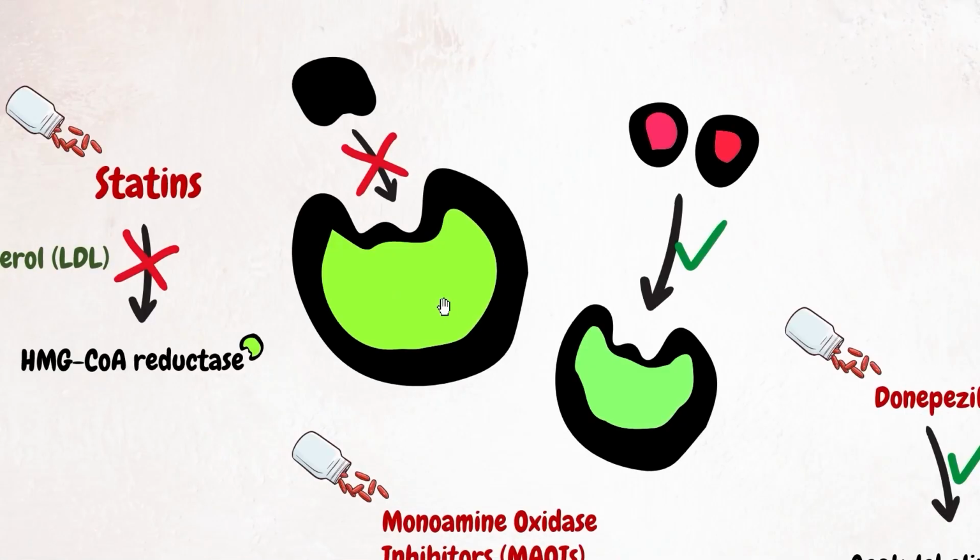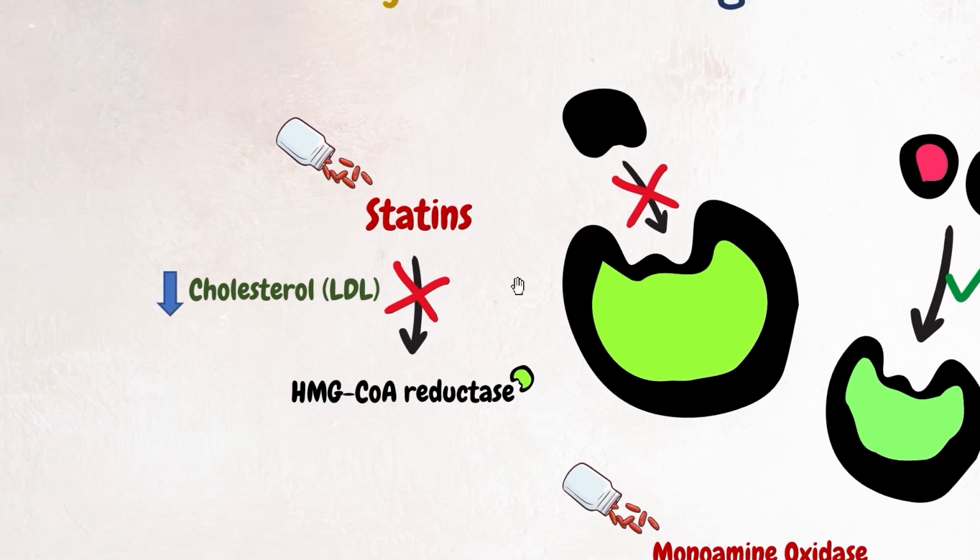So the inhibition of enzymes is a common strategy in drug development, as it can lead to suppression of a particular biochemical pathway or process that may be contributing to a disease. Let's just take statins for example. Statins inhibit HMG coenzyme reductase, which is responsible for the synthesis of cholesterol in the liver.